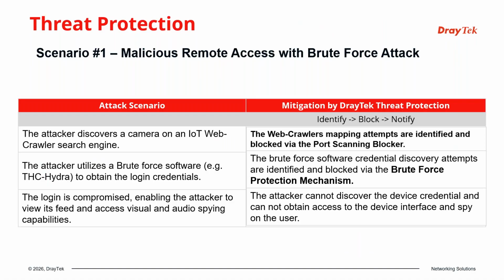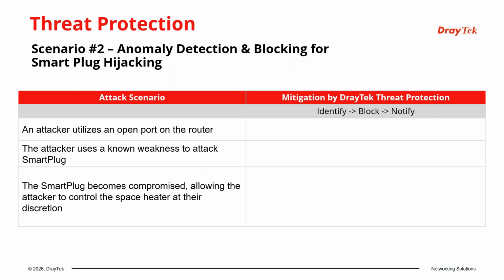The way that threat protection can help is that the web crawlers will be blocked, so their mapping attempts would be identified and blocked by the port scanning blocking. But if there was brute force protection, that would be blocked by the brute force protection mechanism. So that would prevent the attacker from discovering the device, but also if they did discover the device, it could prevent the brute force attack from occurring, because it would be detected as activity.